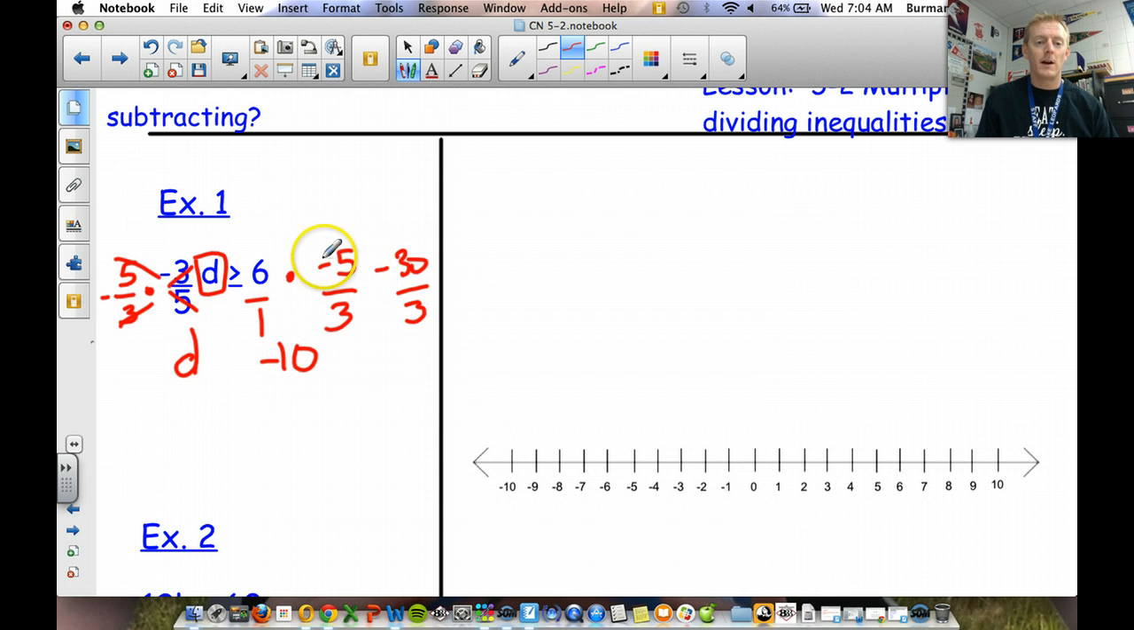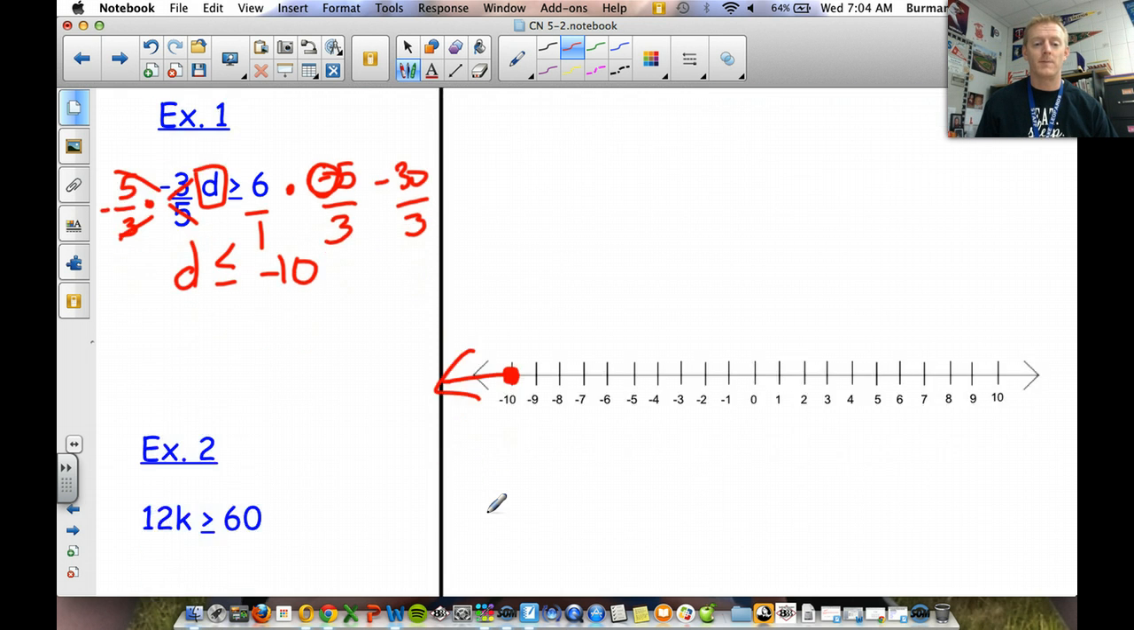Because we multiplied by a negative, my inequality switches sides. So d is less than or equal to -10. I go over here, I have a closed circle at -10, and less than or equal to gets shaded in this direction, to the left, because those are the numbers that are smaller than -10.